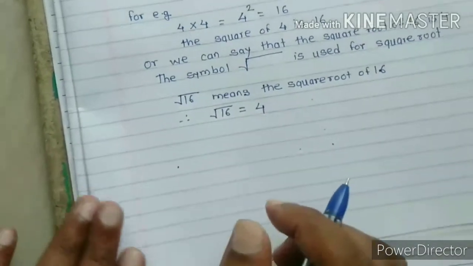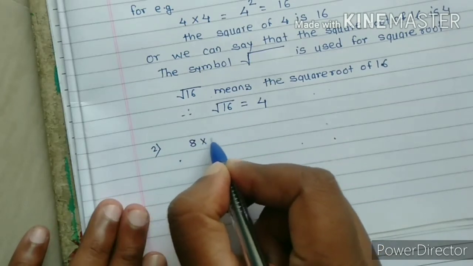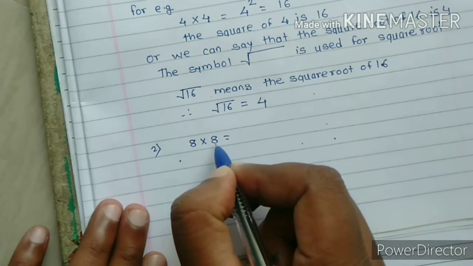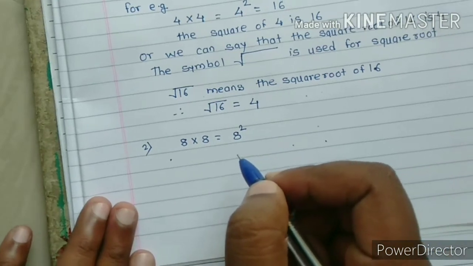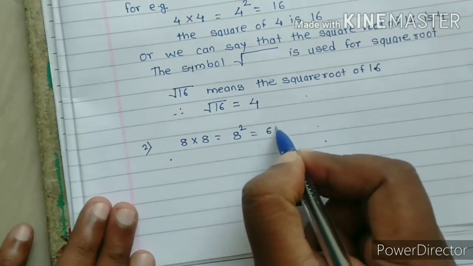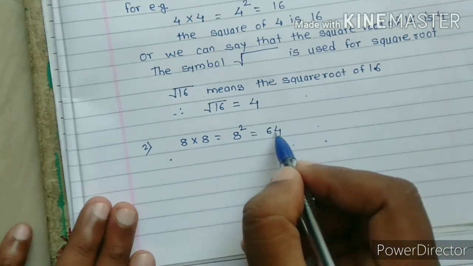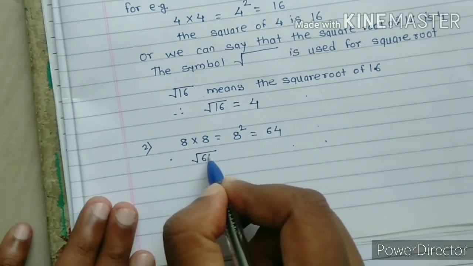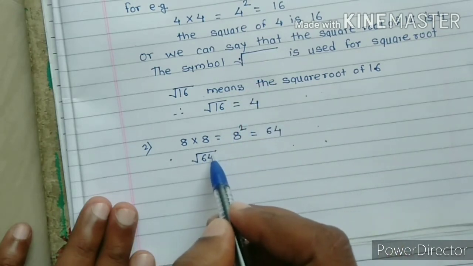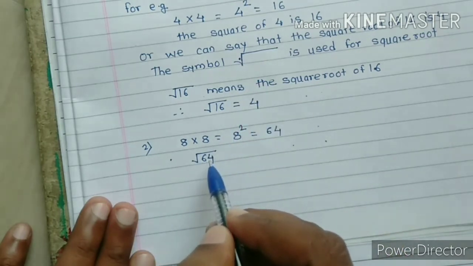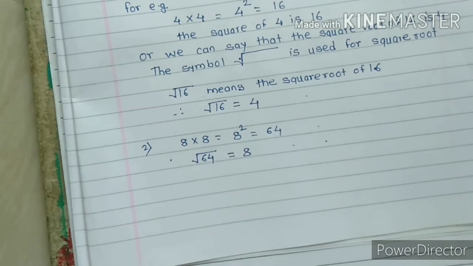The next example, second example, suppose 8 into 8 in multiplication form. You have to write down this number in indices form. It means 8 raised to 2, having value 64, means 8 eights are 64. Therefore, this symbol is used for square root. How to read? Square root of 64 is equal to 8.